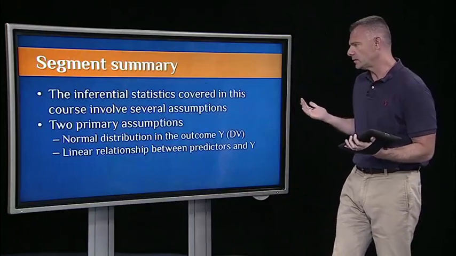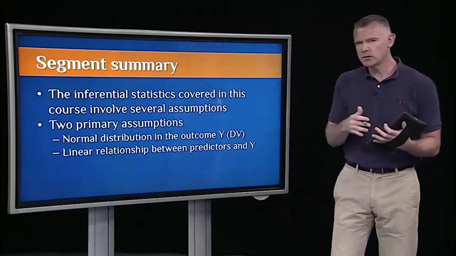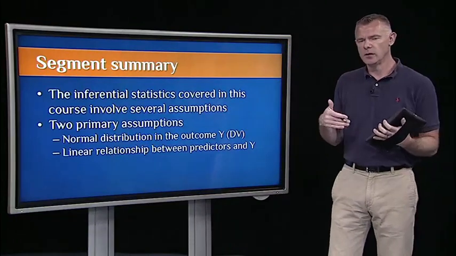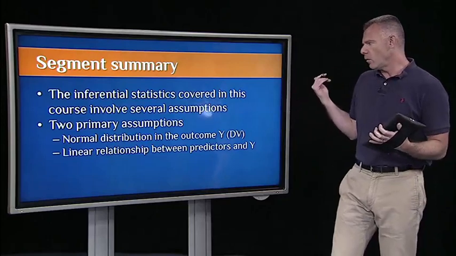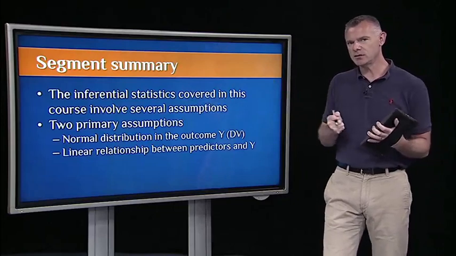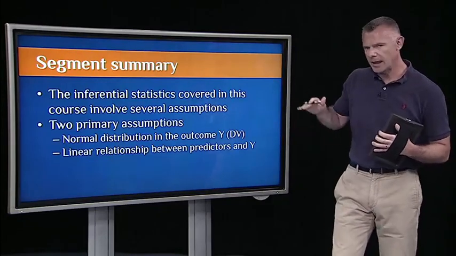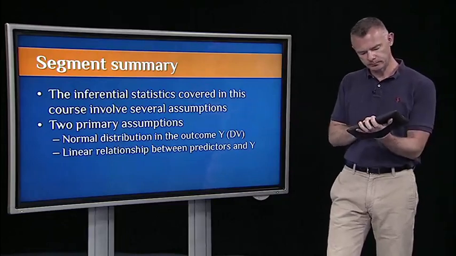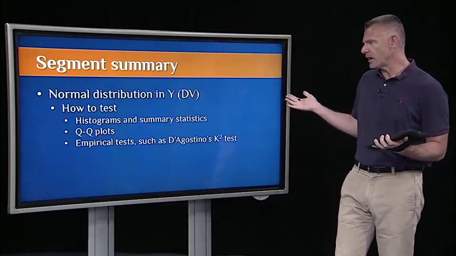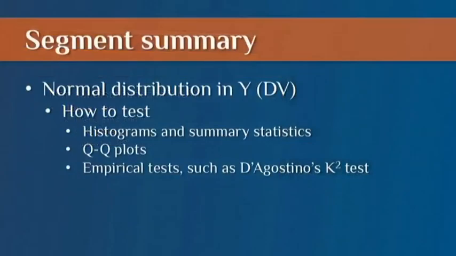So to wrap up this segment, all of the inferential statistics that we covered in this course involve several assumptions. Along the way, we saw that there are 2 primary assumptions that place big constraints on what we could do: the normal distribution assumption and the linear relationship assumption. How do we test for normal distributions? Well, we can look at histograms and summary statistics. We could look at these QQ plots, or there are empirical tests that you can also conduct.